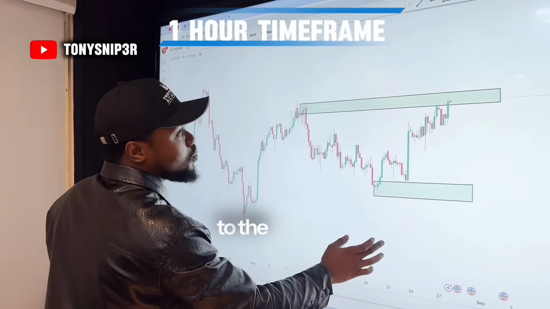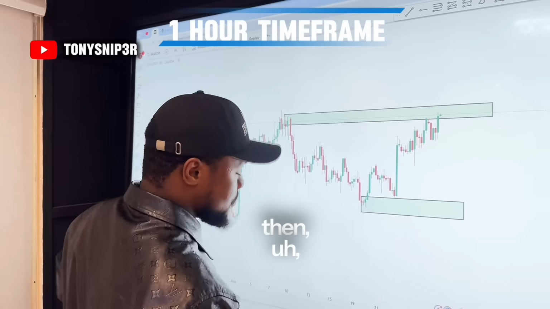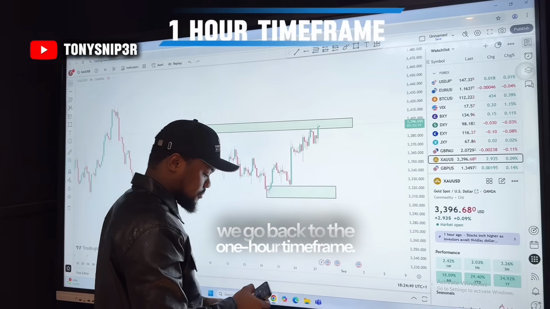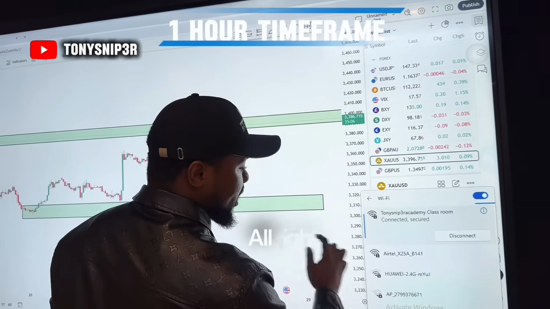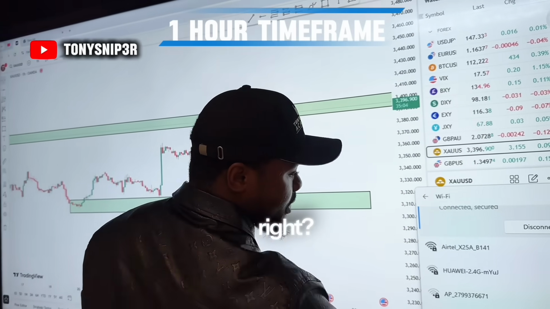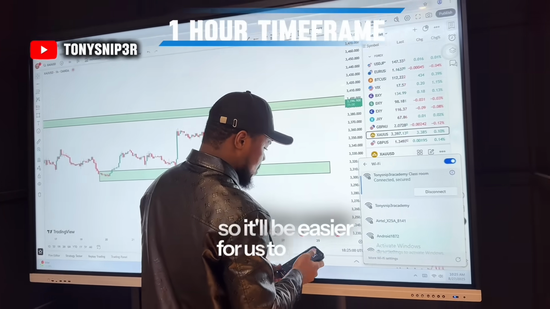Now, if you scale down to the 1 hour time frame, it's currently loading. Then we'll get back to the 1 hour time frame. All right, now we're currently on the 1 hour time frame, right? Just give me a minute, guys. Let me reconnect my phone. That it will be easier for us to analyze the chart.